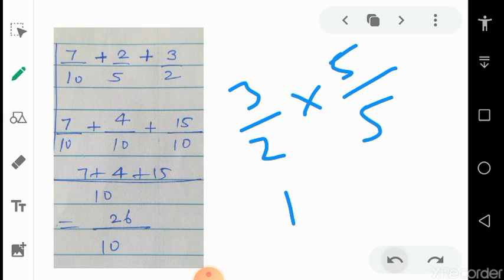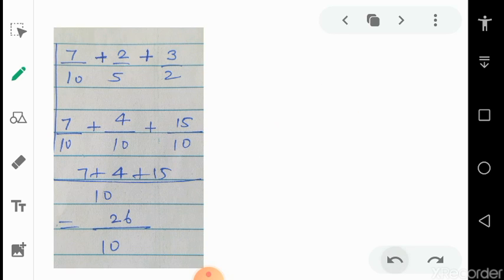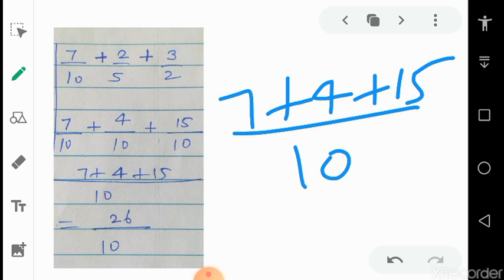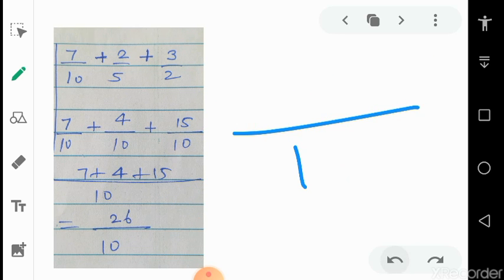Finally we want to add them. So now it's easier, as the denominator is the same in all the cases, that is 10. And you know that if the denominator is the same, we will add all the numerators, that is 7 plus 4 plus 15. Now it is 26, so the answer will be 26 upon 10. Okay, so I hope that this is helpful for you to understand about the fractions, their additions and subtractions.